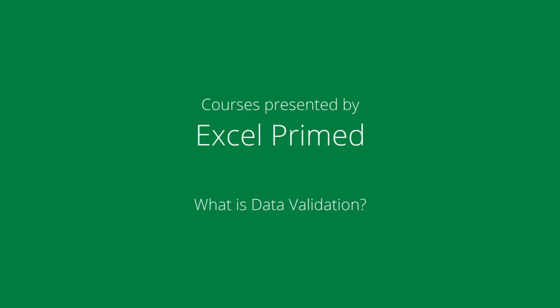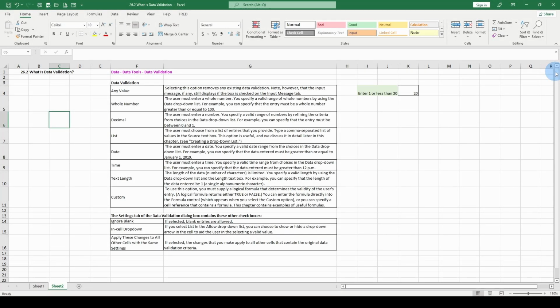What is data validation? Data validation is just a rules-based feature within Excel that allows you to set predetermined factors. Now, these factors can be formula-based, or one item equals a specific number and it has to meet those parameters.